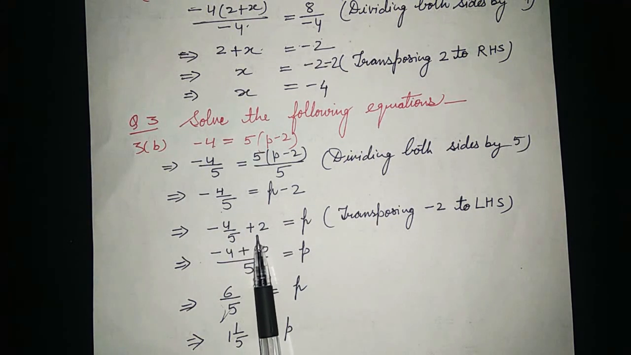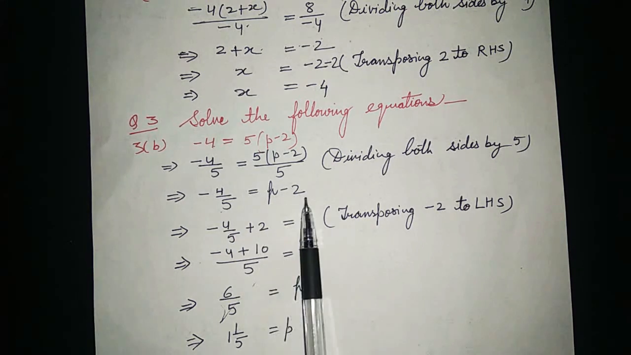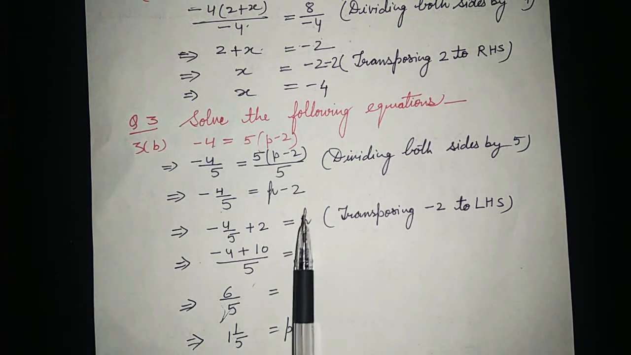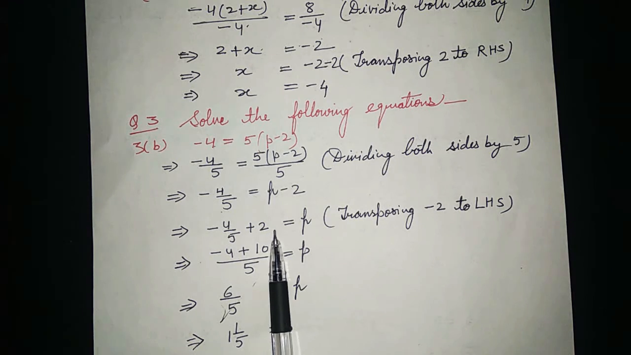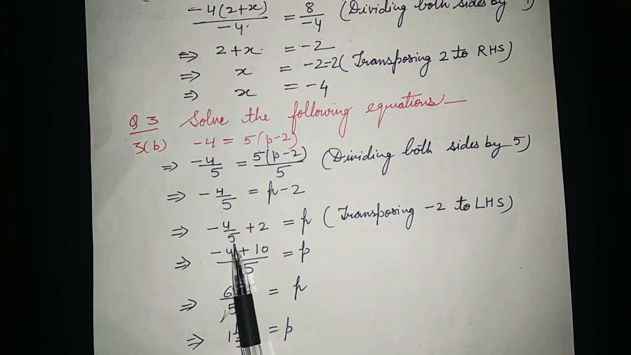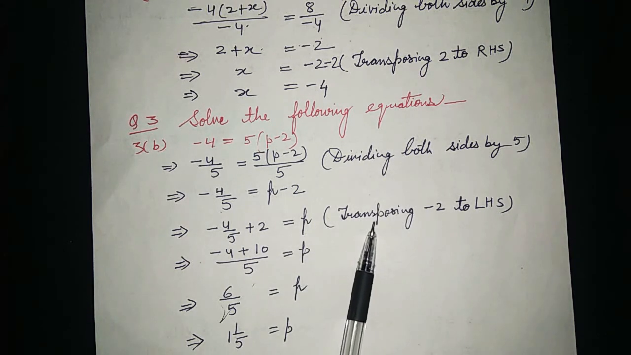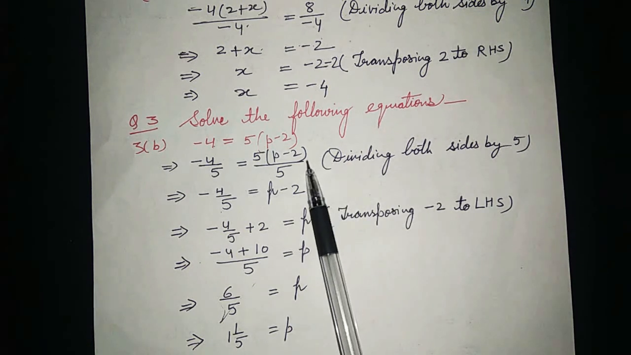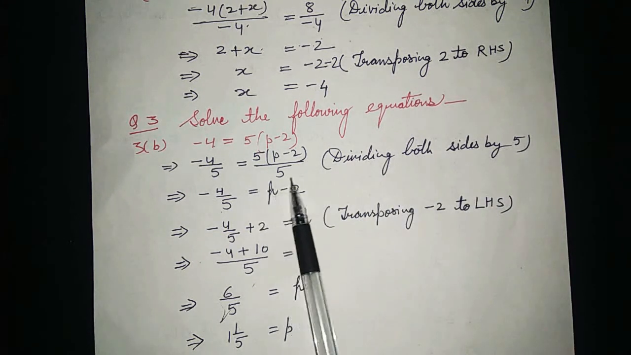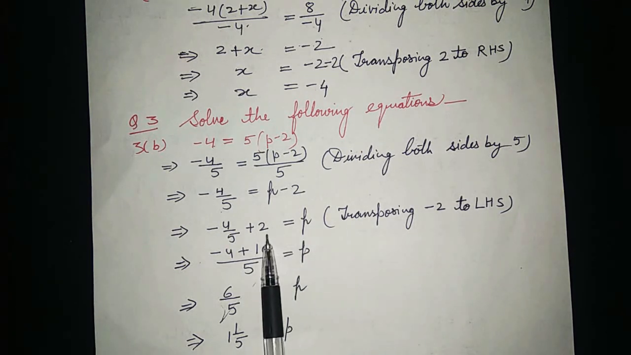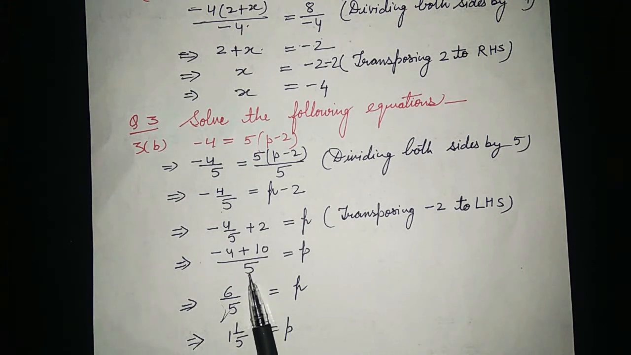You can see I have written how this plus 2 is coming, because I have transposed minus 2 from right hand side to left hand side. So here minus 4 upon 5 plus 2 is equals to p. These all things you will write in the bracket also. Here dividing both sides by 5 for the first step, and for this step you will write transposing minus 2 to left hand side. And in the next step here 5 is coming as LCM, and 5 divided by 5.